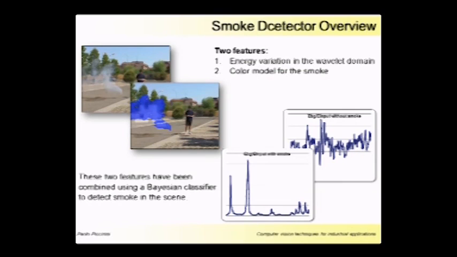This system is based on two main features: the energy variation of the background in the wavelet domain and the color model for the smoke. When the smoke propagates in the scene, the energy of the background tends to decrease, and its color tends to blend with the color of the smoke. Combining these two features with a Bayesian classifier, the system is able to detect the smoke.